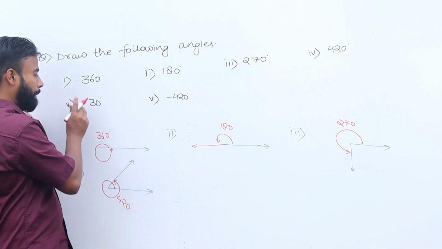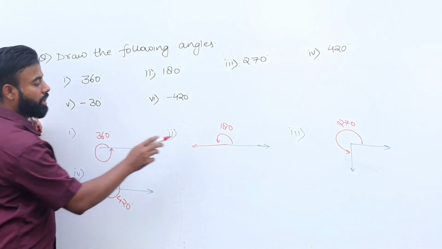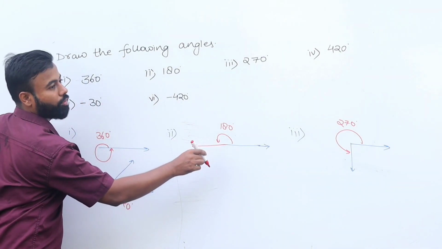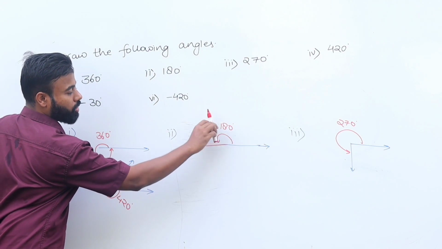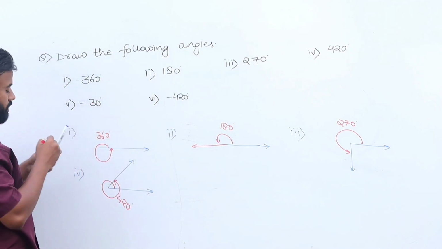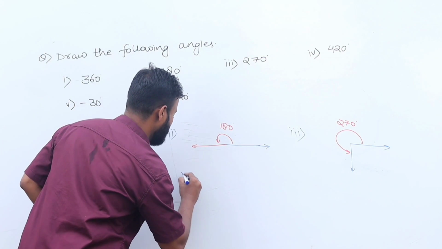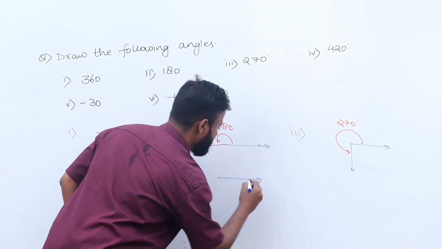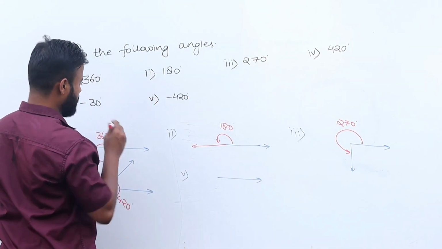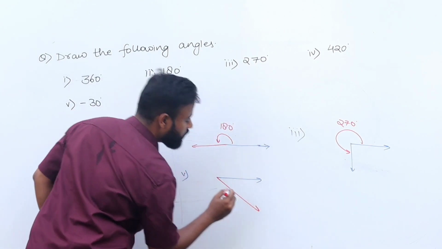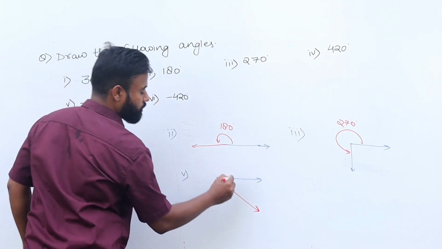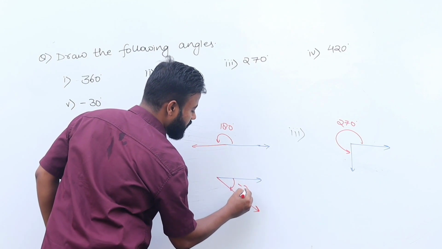Now minus 30 degree. Minus just signifies the sense of rotation is clockwise. In positive it was counterclockwise. In negative it means just clockwise. So in the fifth part we will be doing like this. This is the initial position of the ray. Minus 30 just depicts clockwise rotation only. This is minus 30 degree.